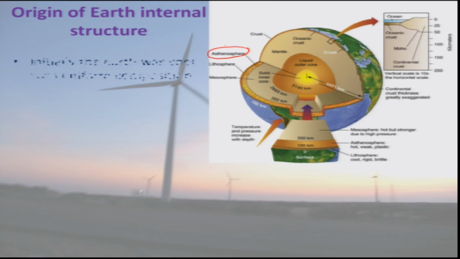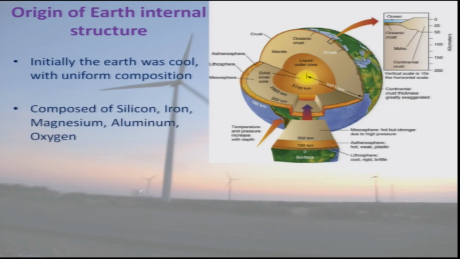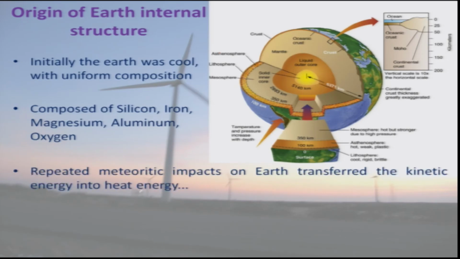So, what happened initially was that the earth was cool with uniform composition. Right in the beginning it never had a composition like what we see now, okay, but it was an almost homogeneous, uniform composition composed of silica, iron, magnesium, aluminum and oxygen.